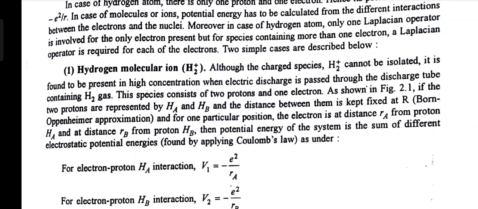As shown in figure 2.1, if the two protons are represented by Ha and Hb and the distance between them is kept fixed at R, Born-Oppenheimer approximation, and for one particular position the electron is at distance Ra from proton Ha and at distance Rb from proton Hb, then the potential energy of the system is the sum of the different electrostatic potential energies found by applying Coulomb's law as under.